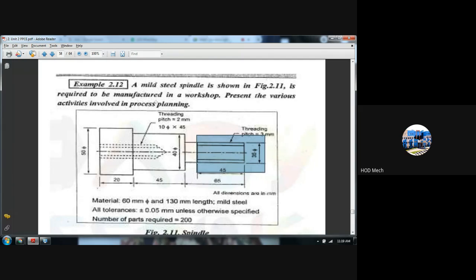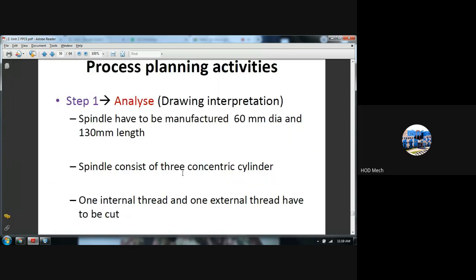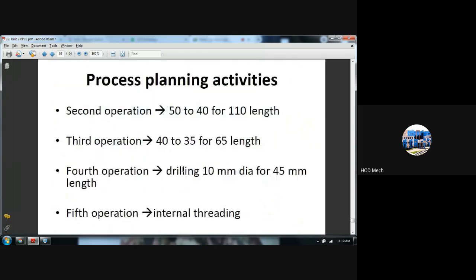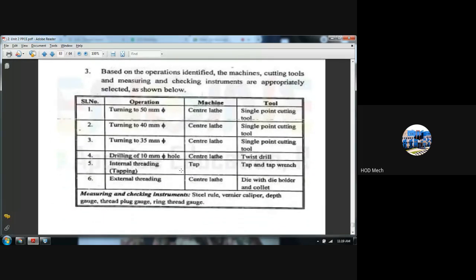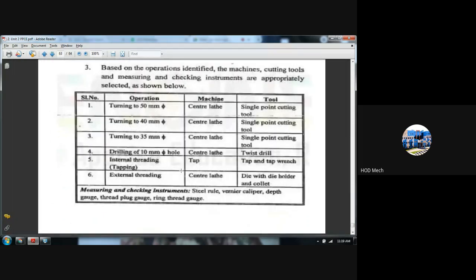ஒருவேளை இந்த external threading முதல்ல பண்ணிட்டா, இந்த threadல அடி வாங்குறதுக்கு வாய்ப்பு இருக்கும் when I hold the workpiece. So obviously I'm going for later stage, at the end part நான் பண்ணிக்கிறேன். So this is how it is done. Finally, what will you do? கடைசியா என்ன பண்ணுவீங்க அப்படின்னு சொன்னா, you will make this tabulation.